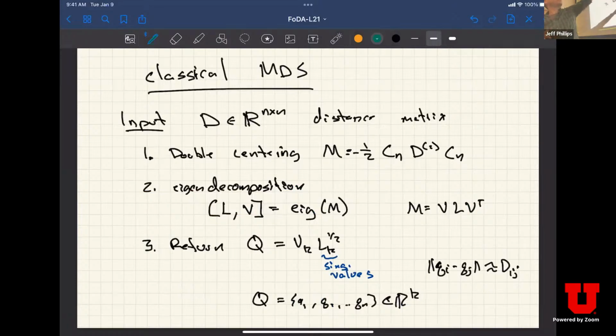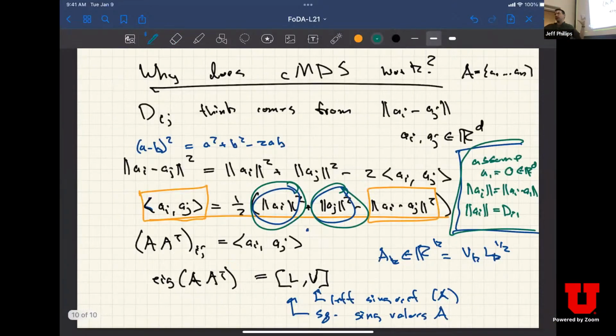And I'm centering on both sides because D squared is kind of like A transpose, and one centering's on the left side, one's on the right side. And the centering matrix is symmetric. So one of those is actually the centering transpose, but it doesn't matter. Okay, so that's kind of the intuition of why this works.